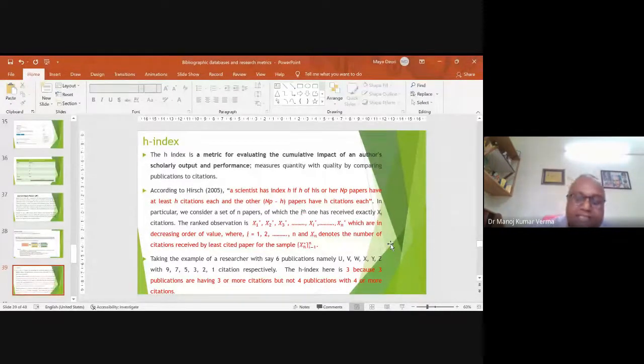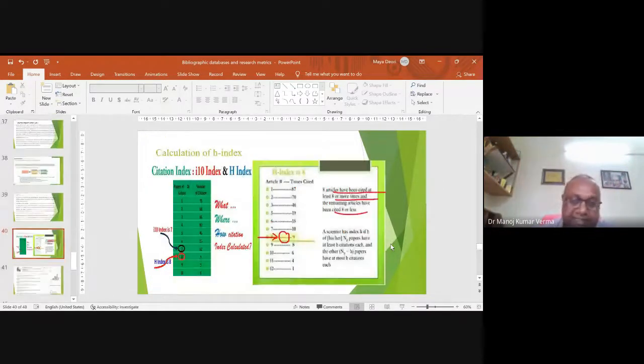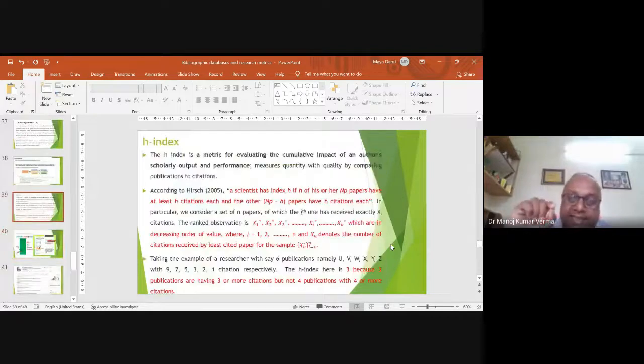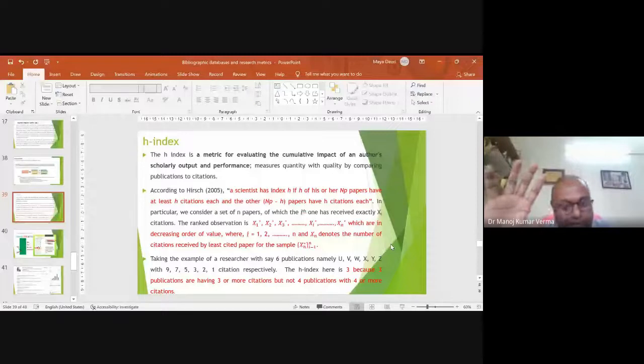There are many mathematical formulas, but I will not go there directly. I will try to explain the H index. See, suppose an author has many publications, 20, 30 in their Google Scholar. So how many papers have at least that much citation? That is the H index.